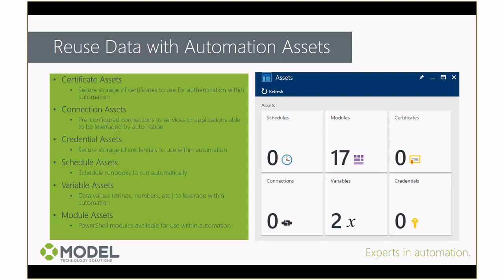We have other types of data we can use. Store PowerShell modules as assets, store any sort of string or Boolean data as variable assets. We can create scheduling assets to schedule when our runbook should run. And part of that is also where they should run, whether they should run in Azure or on-prem via Hybrid Worker. And if we need certificates in order to facilitate communication with different services, we can also store those natively and securely in Azure Automation, so we can leverage those.